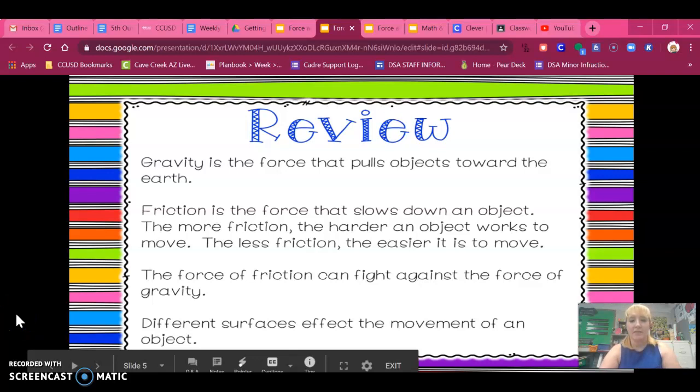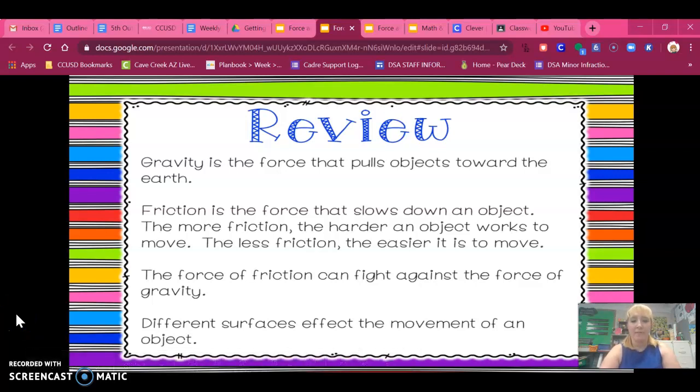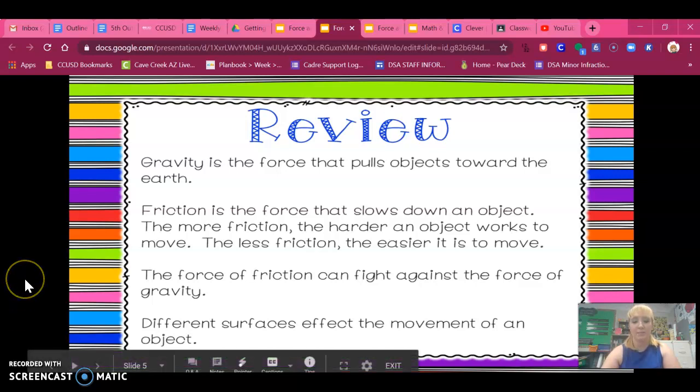In our last lesson, we learned about gravity. Gravity is the force that pulls us back to Earth. We also learned about friction. Friction is the force that slows down an object. The more friction, the harder an object works to move. The less friction, the easier it is to move. The force of friction can fight against the force of gravity, and different surfaces affect the movement of objects.